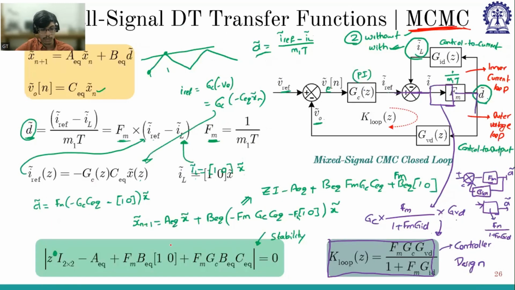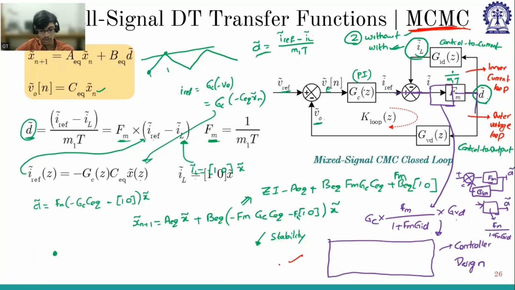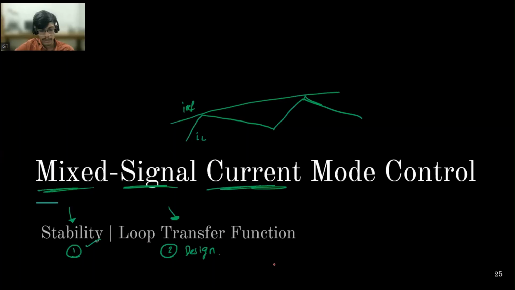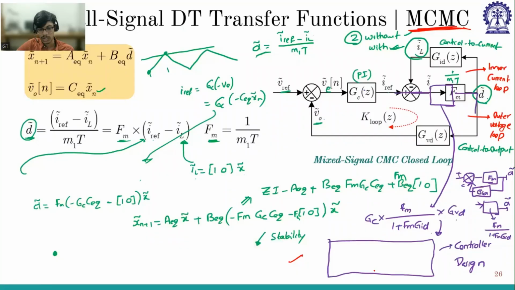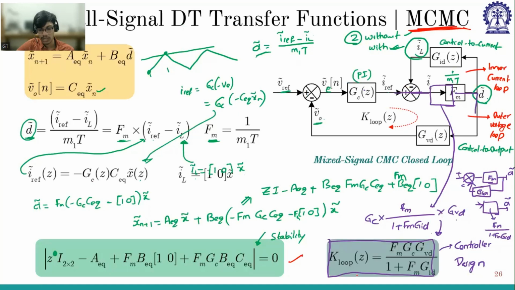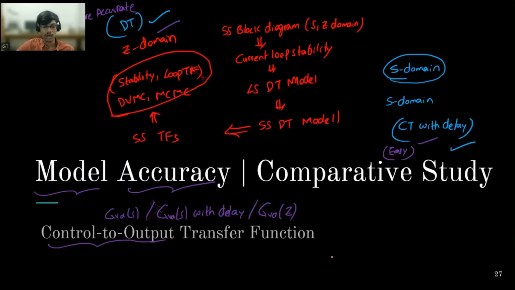So whatever stability equations that we got, these should be used for my stability. But for controller design, you don't have to go with this. You can use the continuous time small signal model as we are going with a small signal based approach. So that is the overall outline.